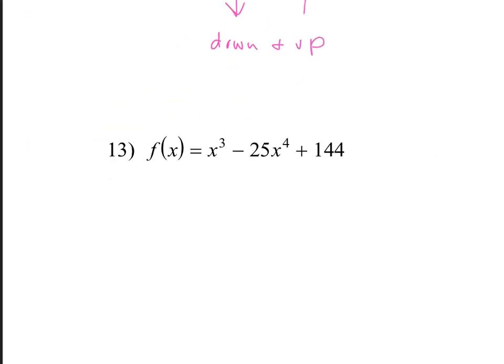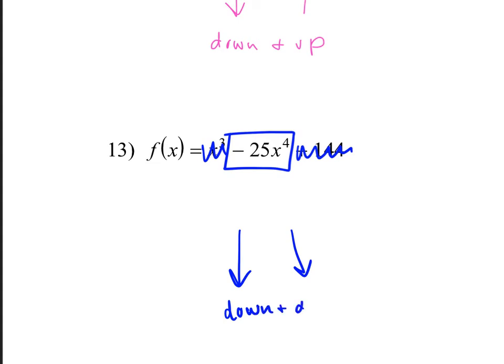Alright, so let's look at number 13. Which term are we looking at here? 25x to the fourth power. So we have to look at the term with the highest degree, so that's the middle one here. Is it positive or negative? Negative. So what does that tell us about our right arrow? It goes down. And is it even or odd? It's even. So do they go in the same direction or opposite directions? Same. So we have down and down.